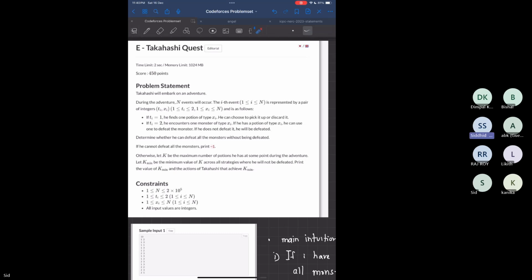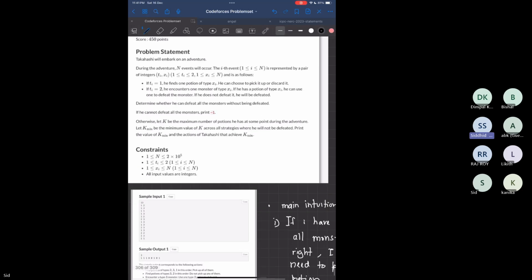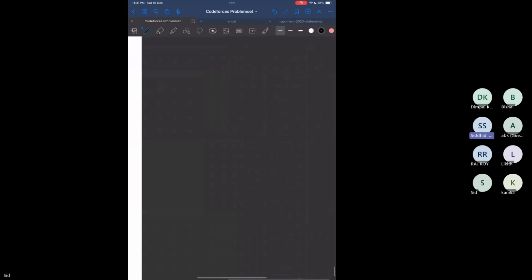So what we have to say, we need to first determine whether we can defeat all monsters or not. And if we can defeat all of them, then we need to determine k, the maximum number of potions we will carry at any point of time, and that we need to minimize. Okay, I'll explain the question a bit more. Yeah. So basically there is a monster.